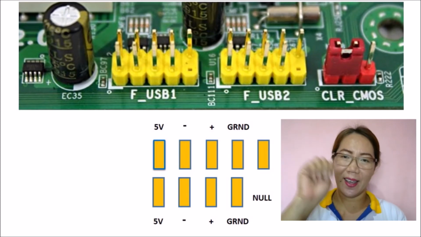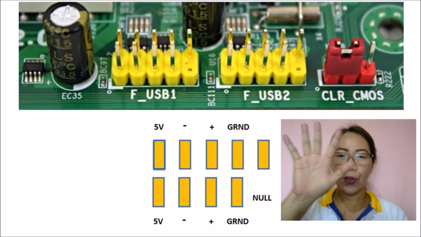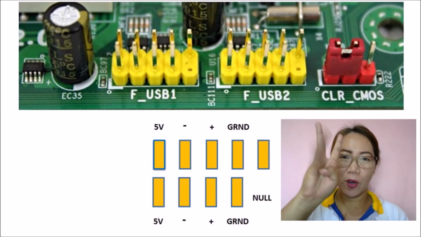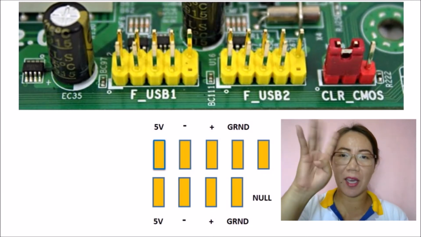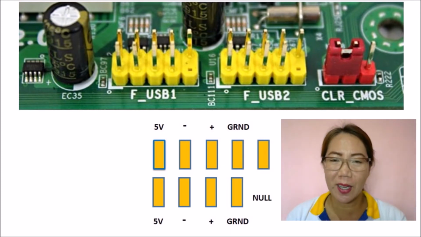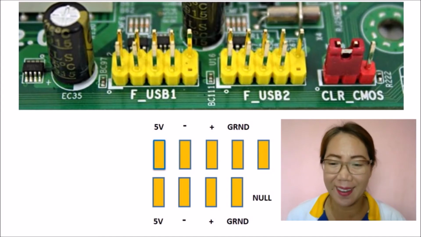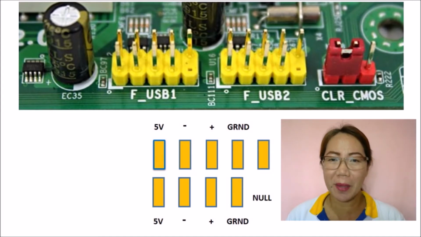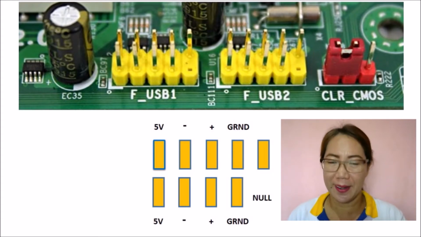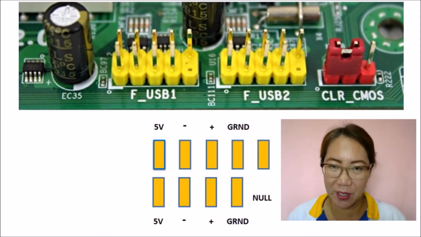Okay, again. USB. Ground, positive, negative, 5 volts. That's it. So I hope you memorize that song so that every time you assemble the computer, or do computer servicing outside or in your neighborhood, it's very easy for you to configure the USB connectors.